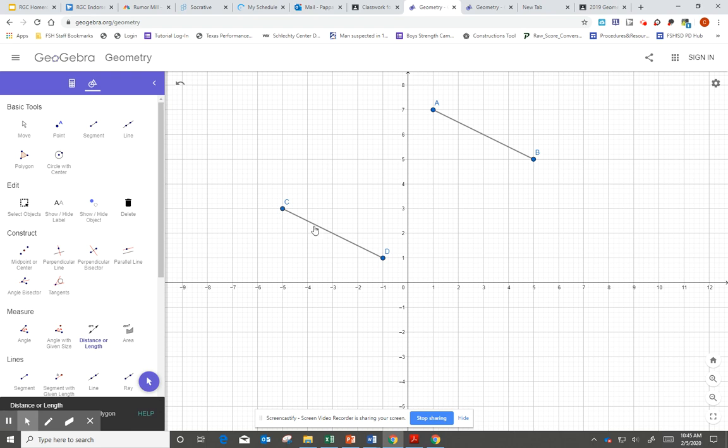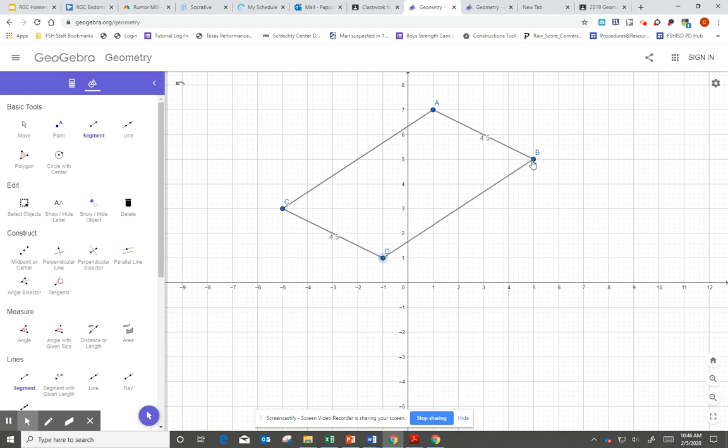I'm going to calculate the distance. That distance is 4.5. That distance is 4.5. So these two lines are parallel and congruent. Well, what's going to happen here is all I need to prove is that the other two lines are parallel to each other. Okay. So C to A and D to B.